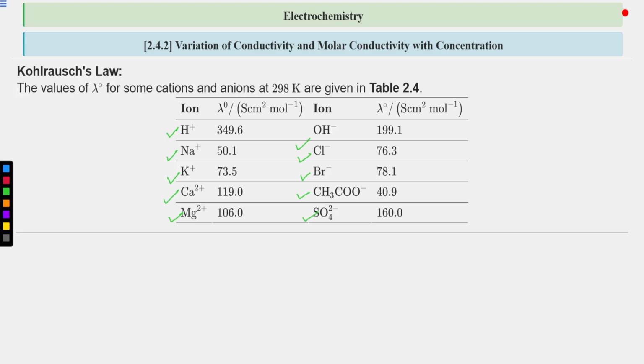So lambda naught in Siemens centimeter square mole inverse. So these are the values of the lambda naught. For H positive it is 349.6, the largest among the given ions. For sodium positive it is 50.1, for potassium positive it is 73.5, calcium 2 positive 119.0, magnesium 2 positive 106, OH negative 199.1, chlorine negative 76.3, Br negative 78.1, CH3COO negative 40.9, and SO4 2 negative 160. Okay, so these are the different values of anions and cations limiting molar conductivity.